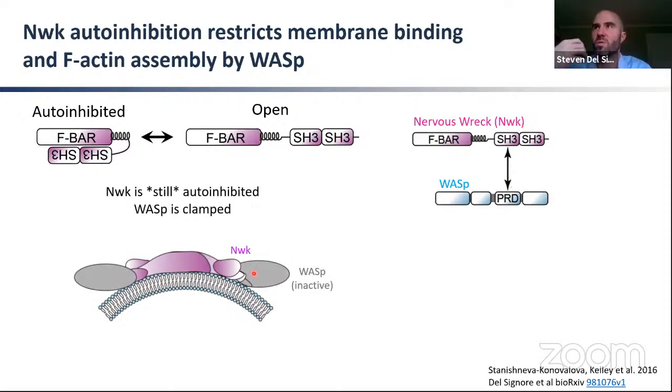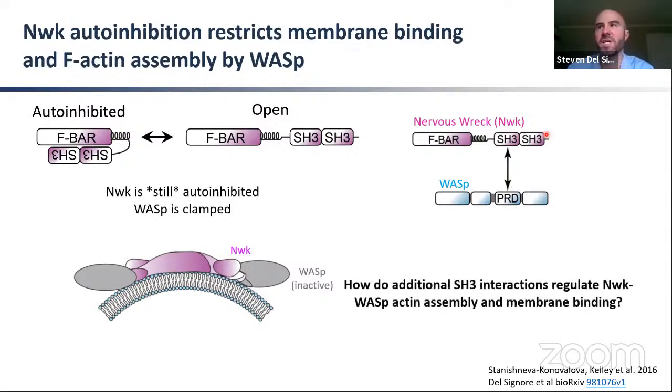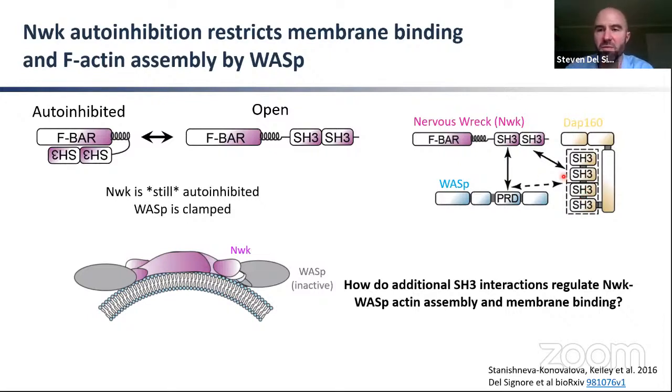And so the idea is that nervous rec on its own is actually a very poor activator of WASp-mediated actin assembly. And so that made us consider the hypothesis that maybe some additional interactions via this second SH3 domain might be important in controlling the activity of this protein module. And so the candidate that we examined is this protein DAP160, which is the fly homolog of intersectin. And it interacts with the SH3 domain of nervous rec, the proline-rich domain of WASp, and it has shared genetic phenotypes with both of these proteins.